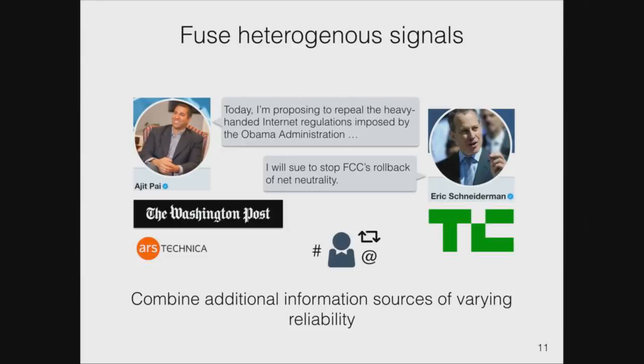The other thing is we might have a lot of different data sources to help us in this stance classification problem. Eric and Ajit might have written articles themselves, op-eds for major news sources, or they could have had articles written about them. These are high signal information sources that we'd like to use in our problem. And for regular users, we might have mentions and retweets and hashtags. So we want to combine these sources of varying reliability in a principled way.